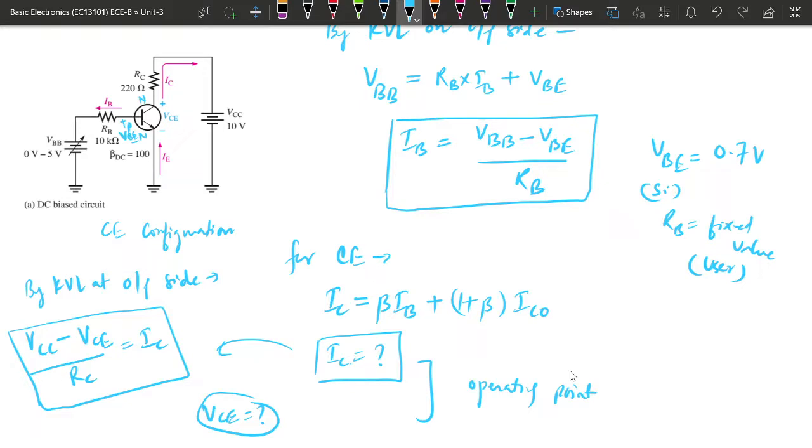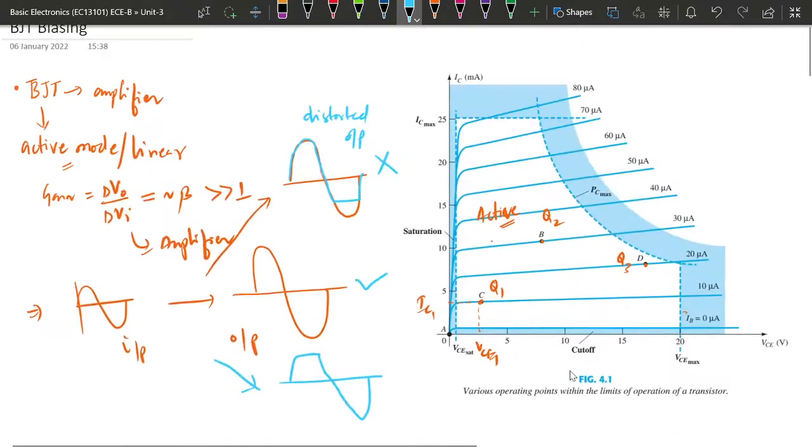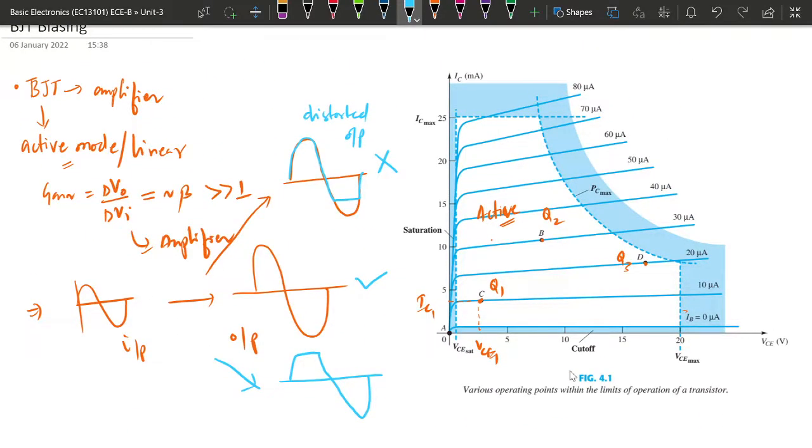So the operating point will be decided based on the value of IB. Once we know the value of IB, with respect to that IB, what IC and what VCE are, that point will indicate the operating point. Similarly, suppose IB is 20 microampere, this is the graph for 20 microampere of IB. With respect to that, whatever IC is coming out to be, and whatever VCE is coming out to be, that will be your operating point. And similarly we can get the operating point for this also.